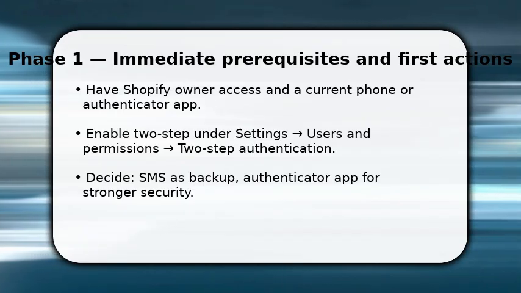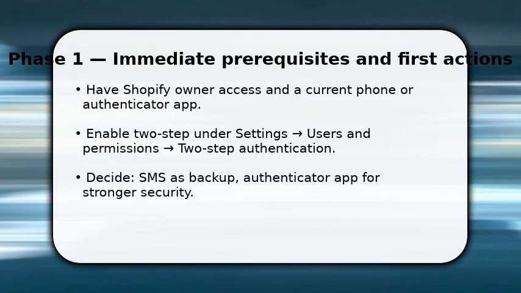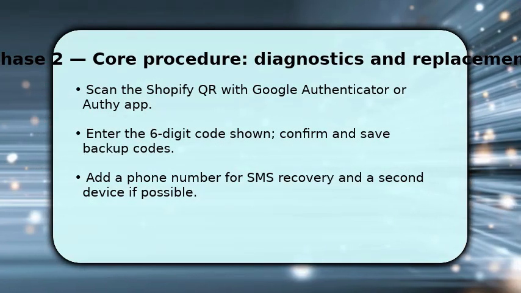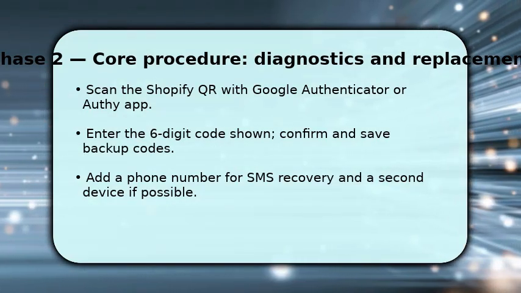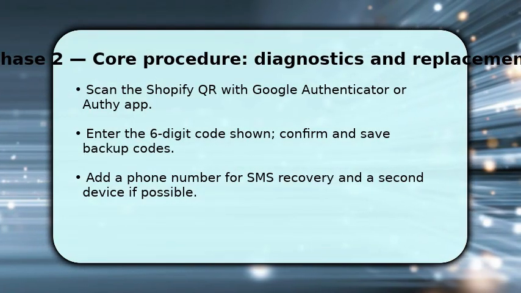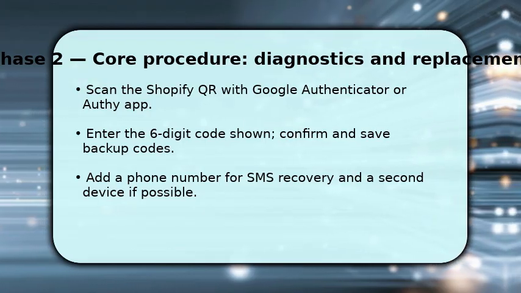Start the setup now by clicking Enable. The system will prompt you to scan a QR code or receive a code by text. Follow prompts to create your first second-factor method. Once done scanning the QR with your Authenticator app, you enter the 6-digit code Shopify requests. This proves the app is synced to your store.